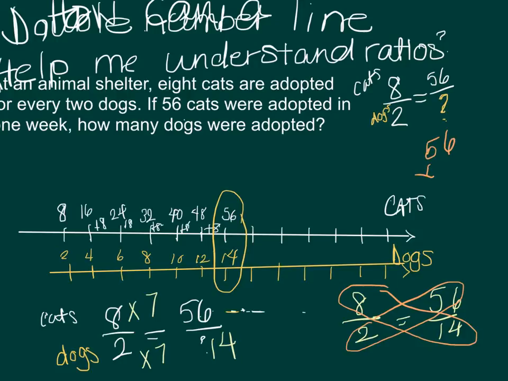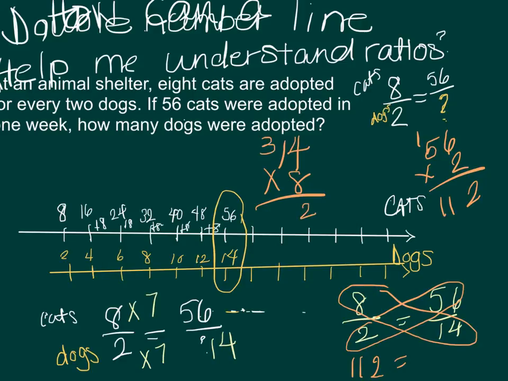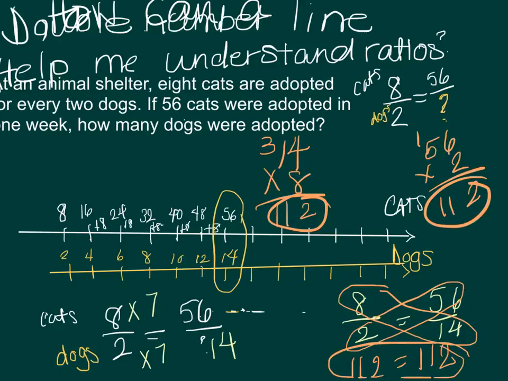I guess that. 56 times 2, 6 times 2 is 12, 5 times 2 is 10, 112. Okay, so that's 112 here. And 8 times 14, 14 times 8. This is how I will prove that my answer is correct. 4 times 8 is 32, 3, 8 plus 3 is 11. 112. 112 equals 112. Therefore, my ratios are equivalent. Remember, equivalent means equal. And therefore, my answer must be correct. My answer is 8 to 2 equals 56 to 14.